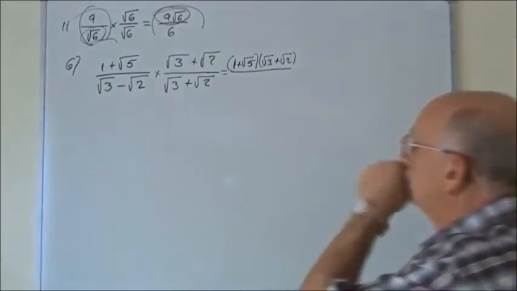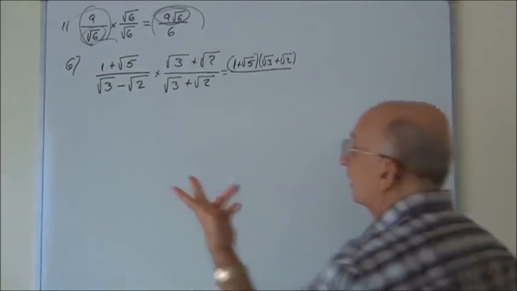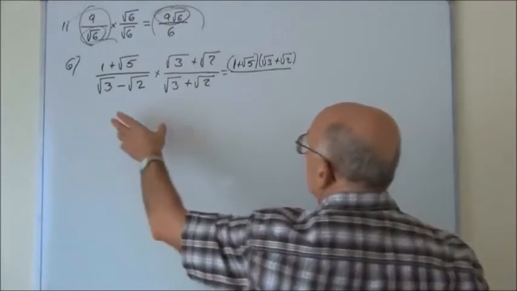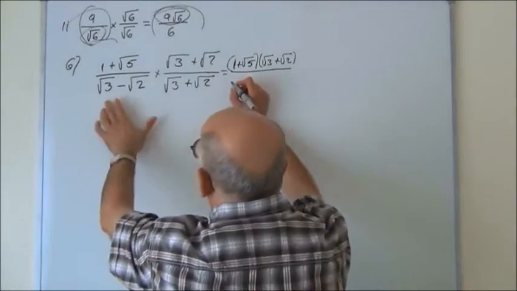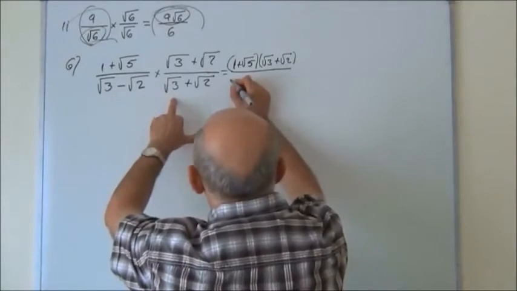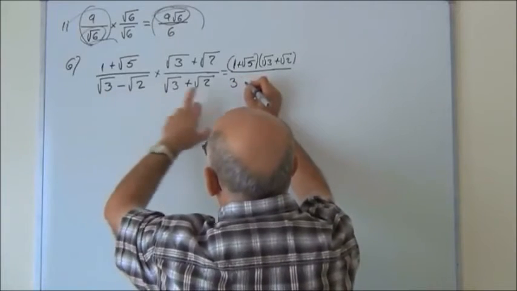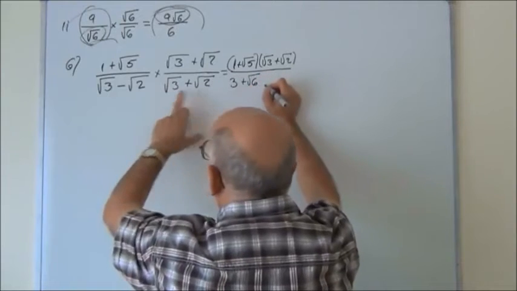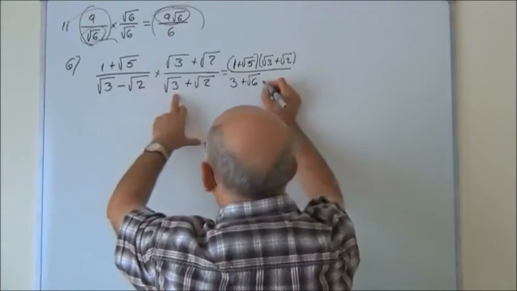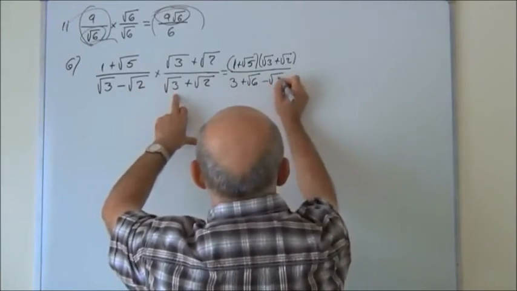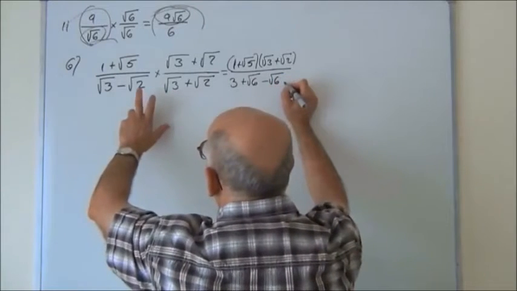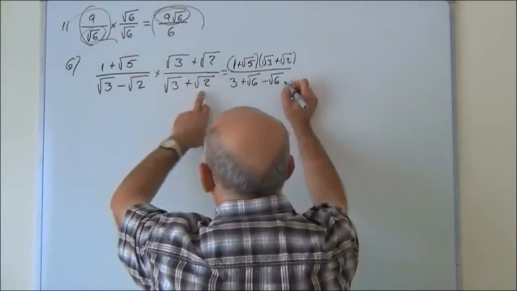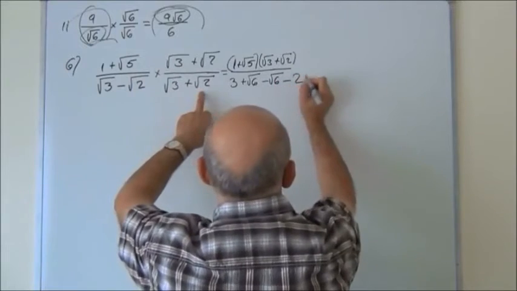And here, if you want to expand, you can. That will be root 3 multiplied by root 3 is just 3. Root 3 multiplied by root 2 is root 6. Minus root 2 multiplied by root 3 is minus root 6. And minus root 2 multiplied by root 2 is minus 2.